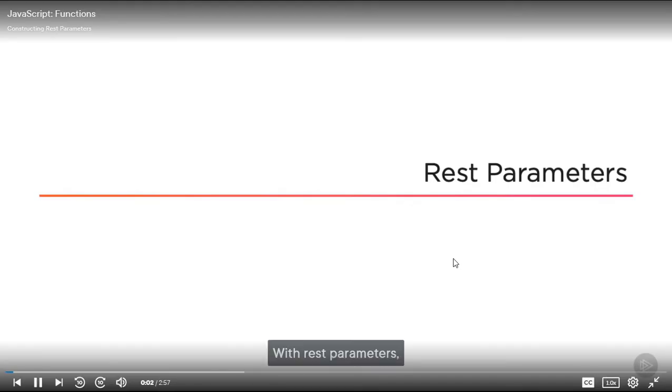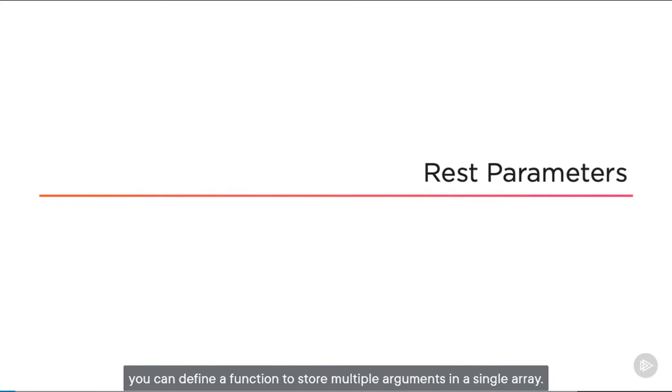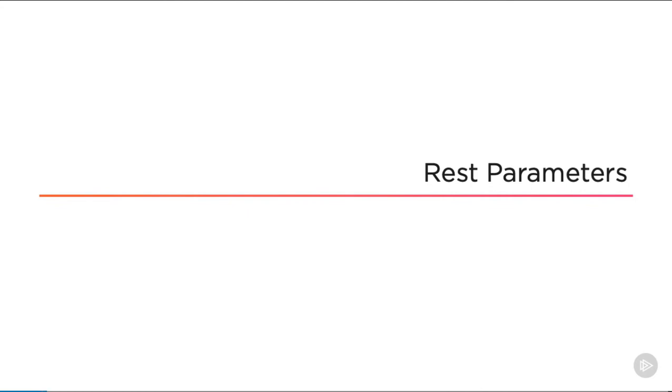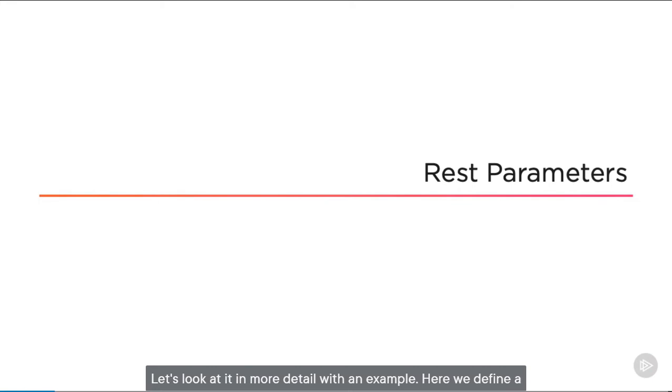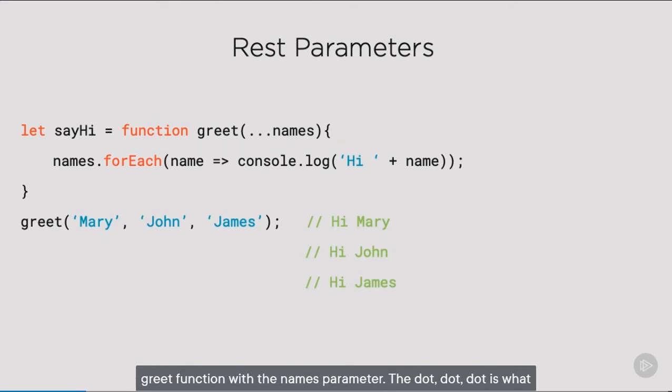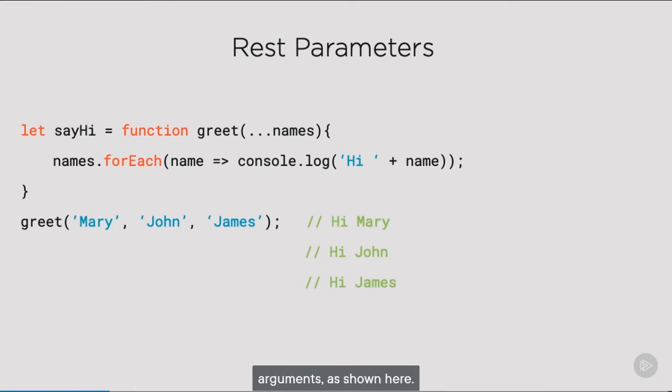With REST parameters, you can define a function to store multiple arguments in a single array. This is especially useful when you are invoking a function with multiple arguments. Let's look at it in more detail with an example. Here, we define a greet function with the names parameter. The ... is what makes names a REST parameter and allows greet to accept multiple arguments as shown here.